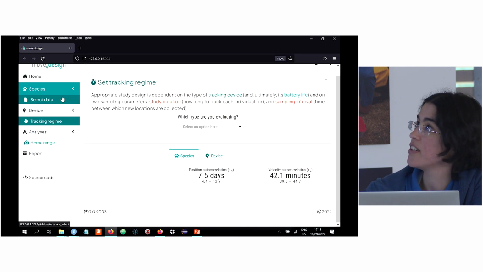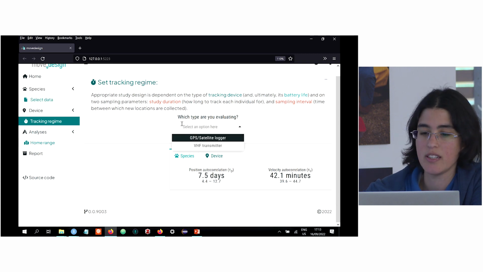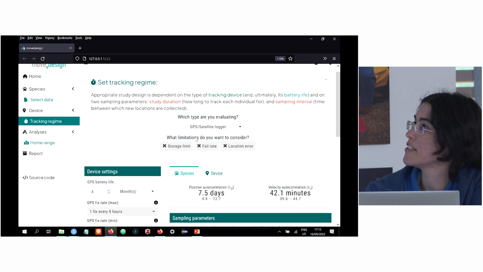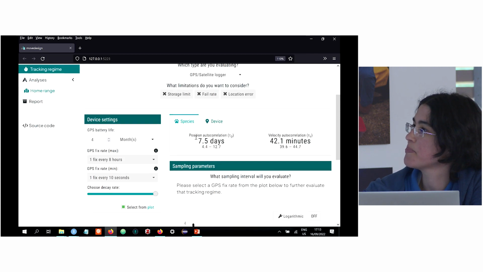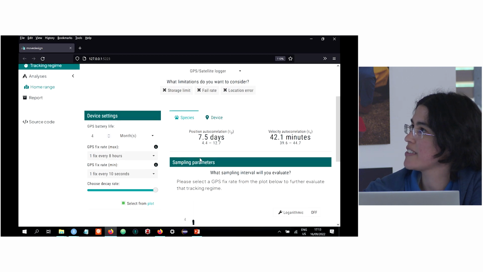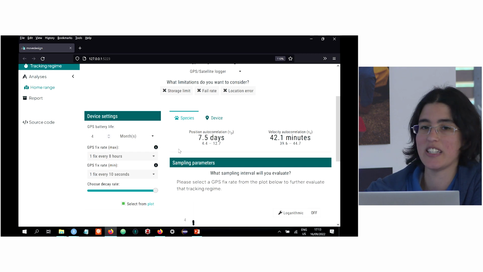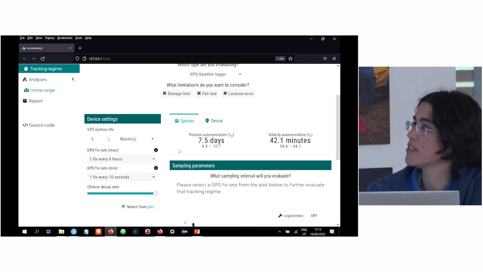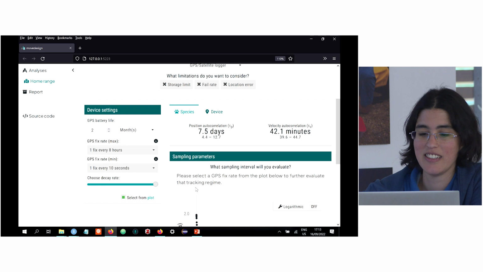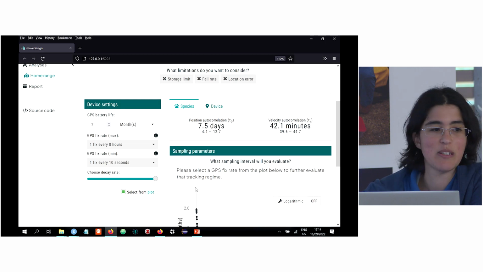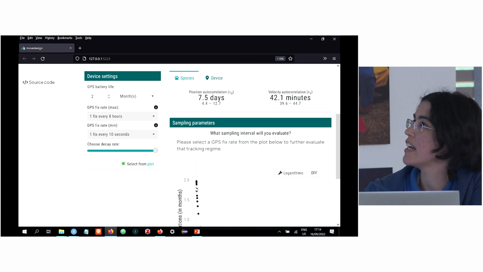Okay, so now we can decide what tracking regime we want to try out and see what happens. So let's assume we have a GPS or a satellite logger. I'm not going to select too crazy of a sampling regime, mostly because it might take a while to run and we don't want to be here forever. But obviously, if you're interested, you can do it afterwards and let me know if it runs with no issues. We'll start with small just so it doesn't take too long to run. I think we've all been here long enough and we need a break soon. So yeah, let's say 2 months.